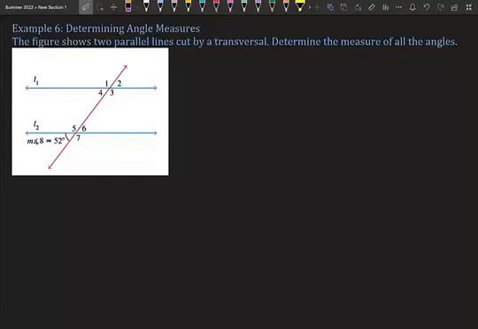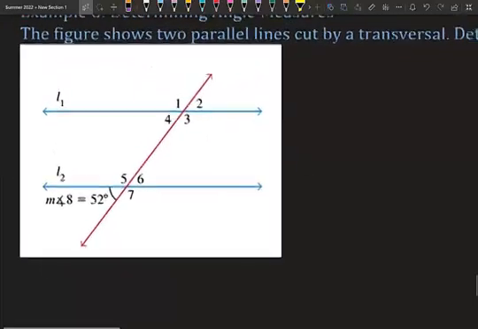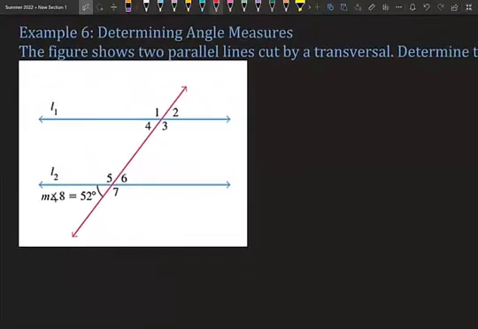The figure shows two parallel lines cut by a transversal. Determine the measure of all the angles. Okay, here's a key word for you, parallel. Parallel in math actually means same. They never cross. It's because they have the same slope. So same means we're going to have a lot of the same answers.